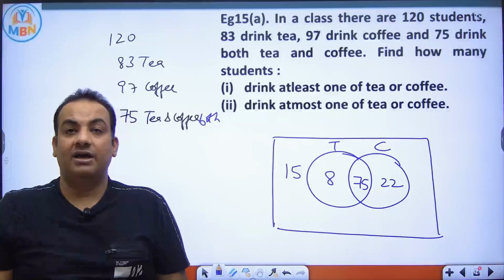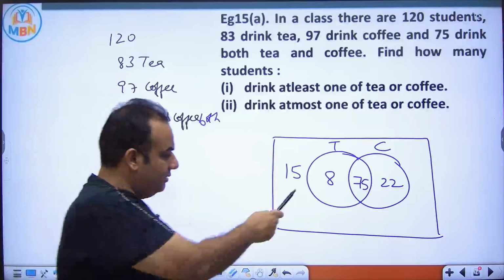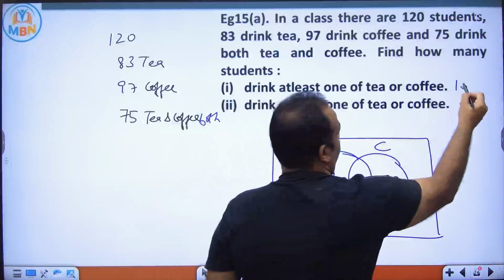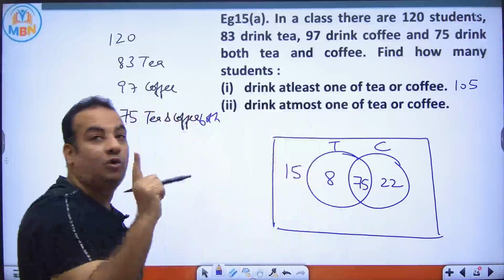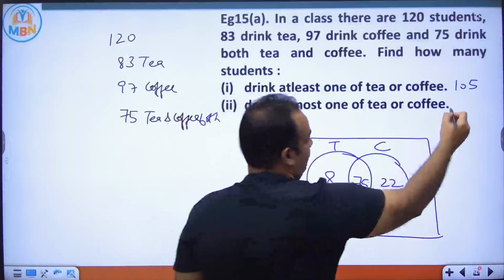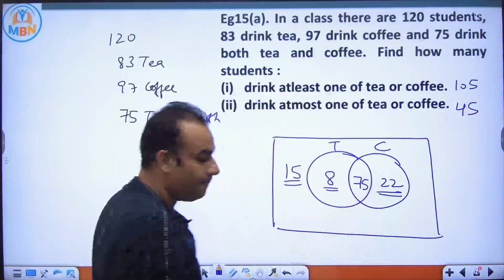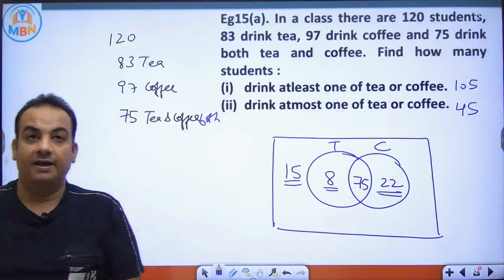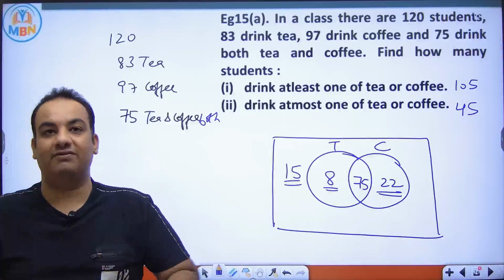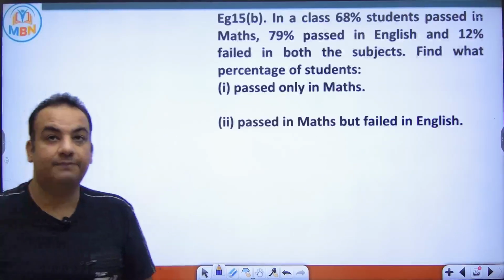Now whatever they ask, you can answer the question fast. First part. How many drink at least one of tea or coffee? At least one. This plus this plus this. So this total is 105. How many drink at most one? 15, 8 and 22. So that is 45. Very important. Okay. So whenever you get a question on the screen, pause the video, try to do yourself and then look for the solution. Okay. Now see the next question.